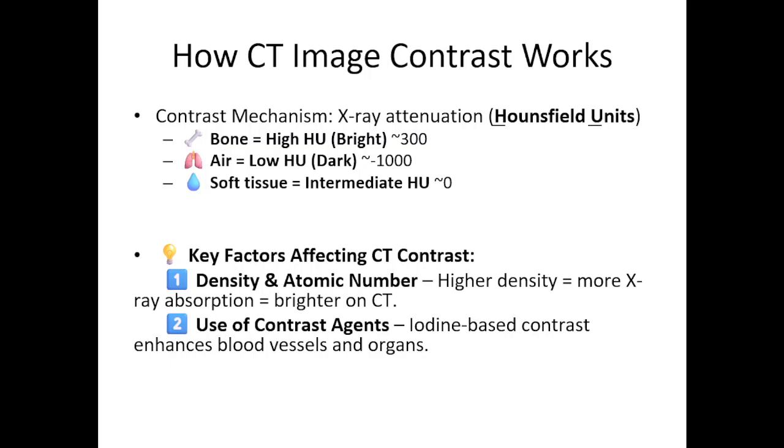Key factors affecting CT contrast are: 1. Density and atomic number. Higher density means more X-ray absorption and a brighter appearance on CT. And 2. Use of contrast agents. Iodine-based contrast is commonly used in CT images. It enhances blood vessels by increasing X-ray absorption, making them stand out more clearly.